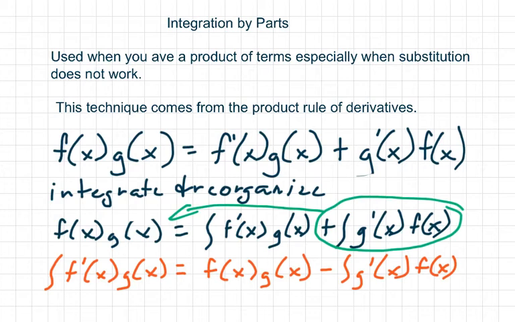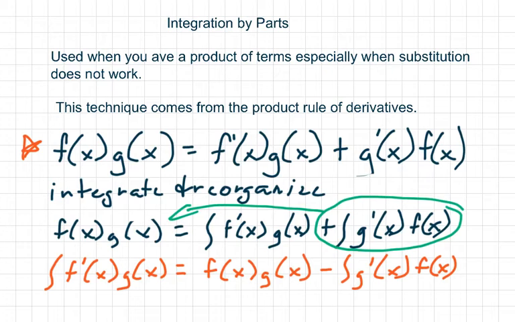Now, of course, we use substitution a lot, and it works almost all the time. But here's when it doesn't work. So, usually when you've got a product term, this technique comes from the product rule of derivatives. So I just wrote down the product rule again so you could see it. The derivative of the first times the second plus the derivative of the second times the first.